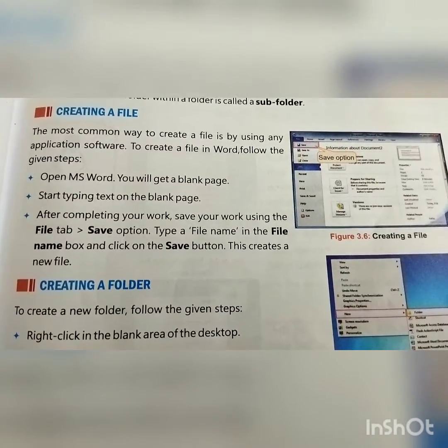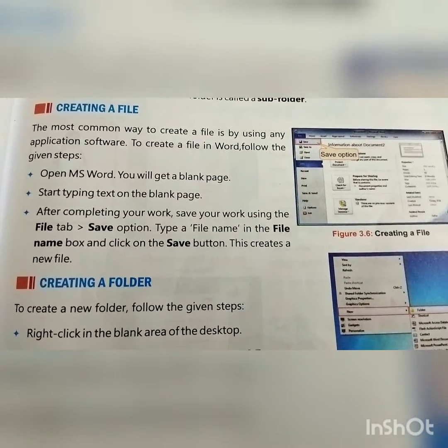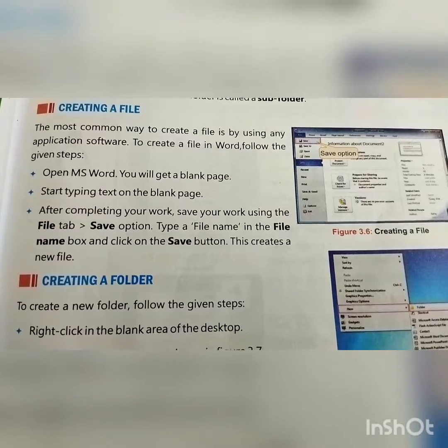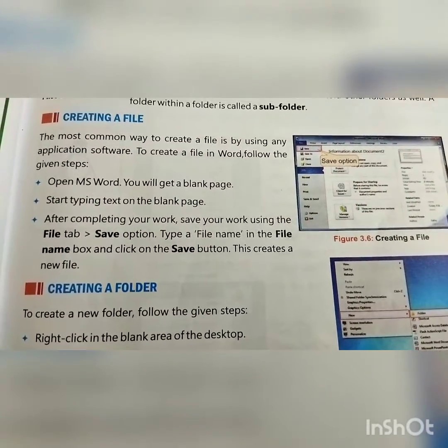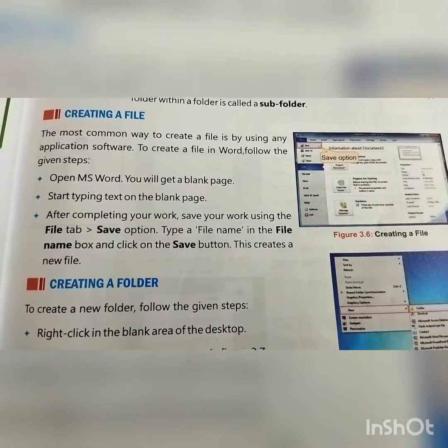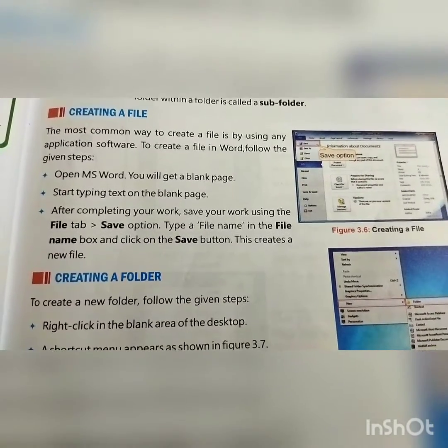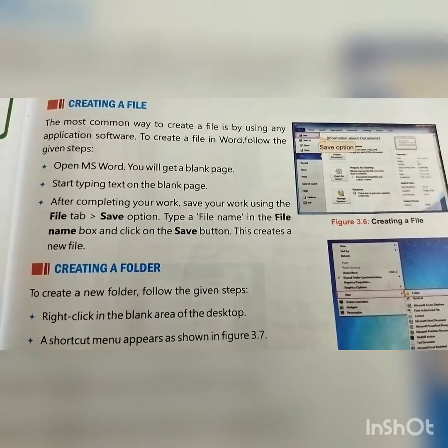save your work using the File tab, then click the Save option, and then type a file name in the file name box and click on the Save button. This creates a new file. So it's very simple to create a file in Windows 7.